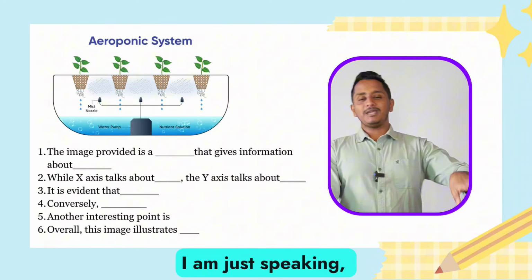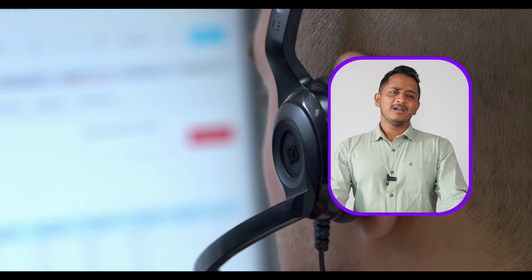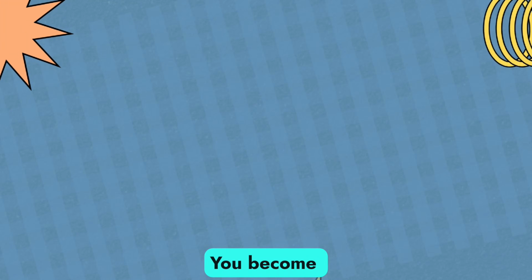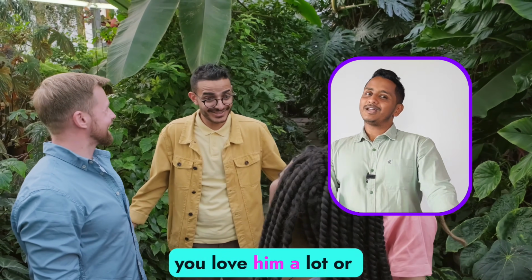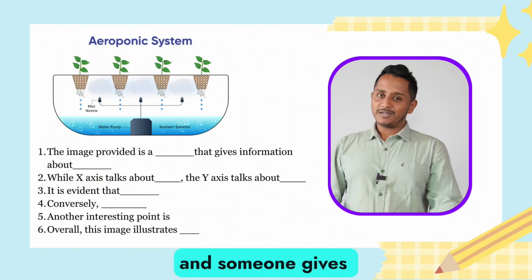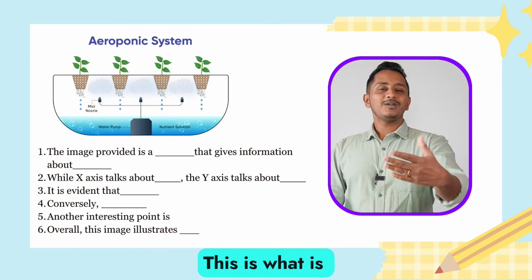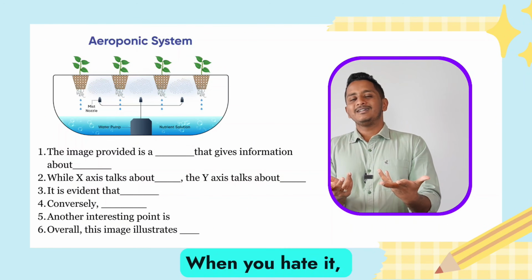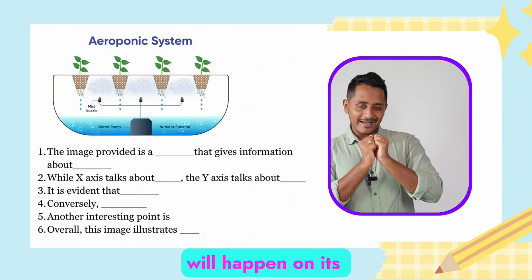I am just speaking, but I did not fumble, I did not hesitate. I'm just going at my own comfortable speed. Basically, I'm very comfortable at it. You become comfortable only when you start loving it. When you love a person, let's say a friend, you love him a lot or love her a lot, you'll be very comfortable with that person. Let's say you hate that person and someone gives you a task to talk with that person for 30 minutes. Will you be comfortable? This is what is happening if you're not getting it. You actually are hating this module. When you hate it, you cannot progress. When you love it, automatically things will happen on its own.